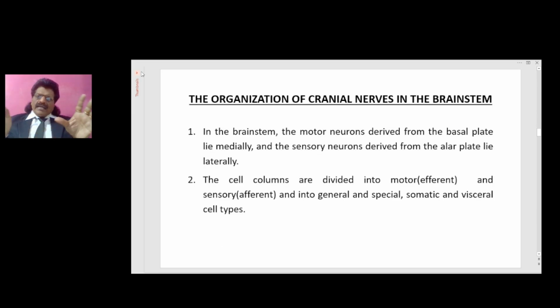Now the organization of the cranial nerves in the brainstem. In the brainstem, the motor neurons derived from the basal plate lie medially and the sensory neurons derived from the alar plate lie laterally. So motor neurons are placed medially and sensory neurons are placed laterally. The cell columns are divided into motor efferent and sensory afferent and into general and special, somatic and visceral cell types.